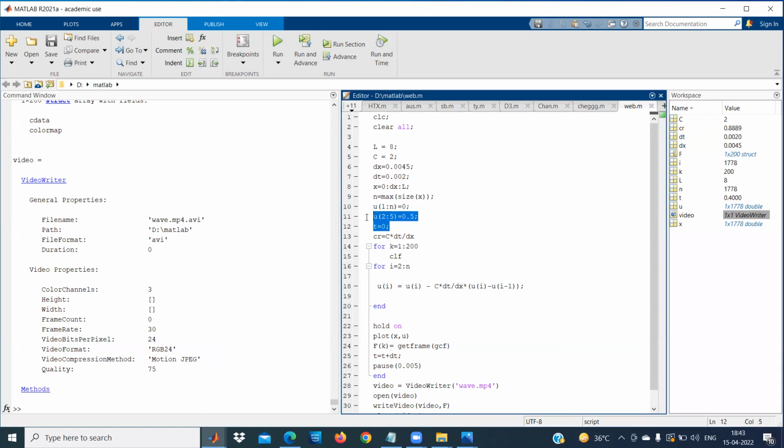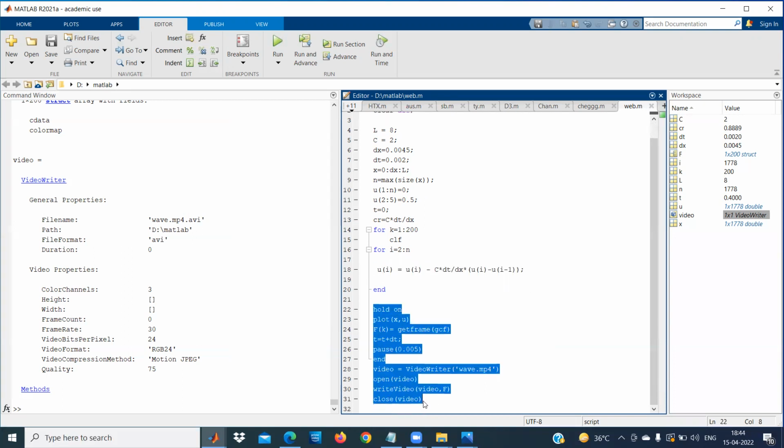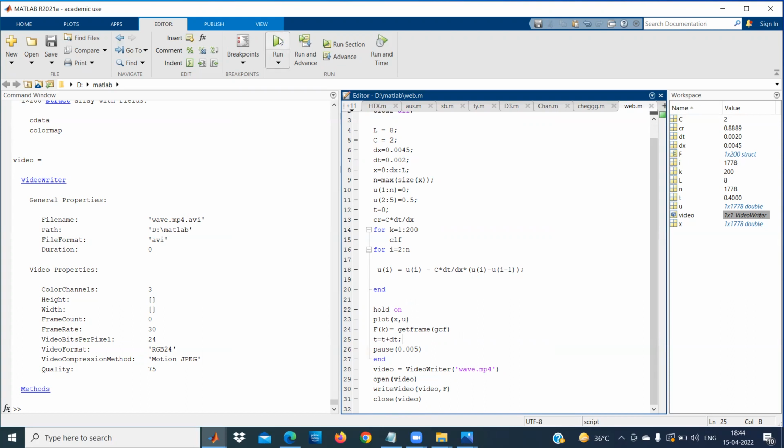So this is the time, at time equal to 0, and there I am finding the Courant number, and this is the time step. I am using 200 time steps, and this is the discretized upwinding equation. All of this I am using to record the video. Now we will run this code, and we will see what is happening to the wave.